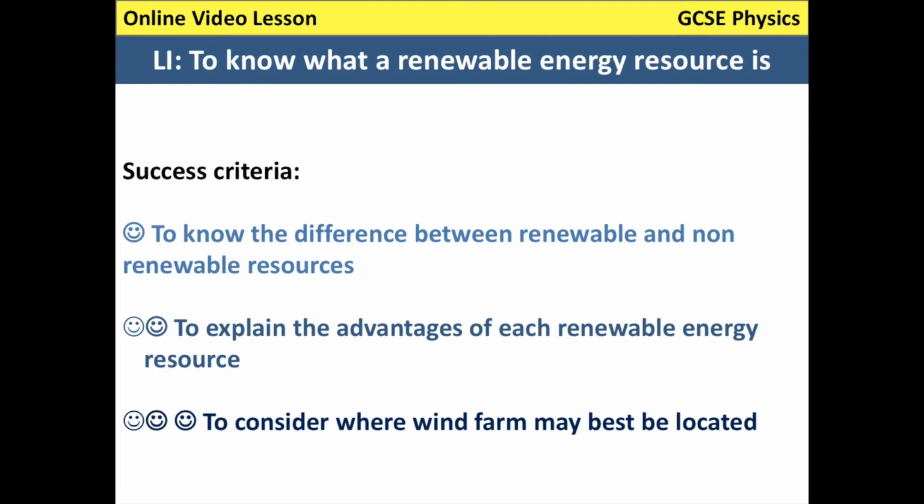So, success criteria for today's online video lesson is to know the difference between renewable and non-renewable resources, to explain the advantages of each renewable energy resource, and finally, to consider where a wind farm may best be located, whether it be onshore or offshore.